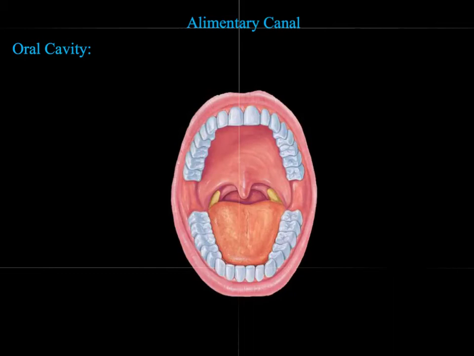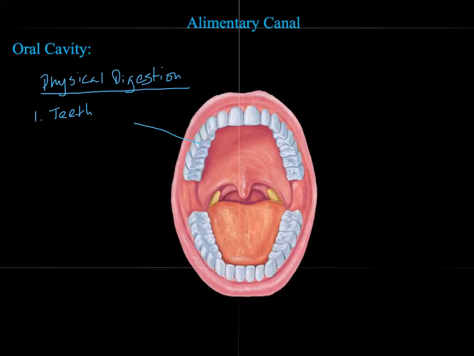The first part of the alimentary canal is the oral cavity, which is where physical and chemical digestion first take place. Recall that physical digestion is the chewing, the ripping, the tearing, the churning of food into smaller parts. And physical digestion in the oral cavity is accomplished by a couple of structures. The first structure is the teeth, which are responsible for the chewing.